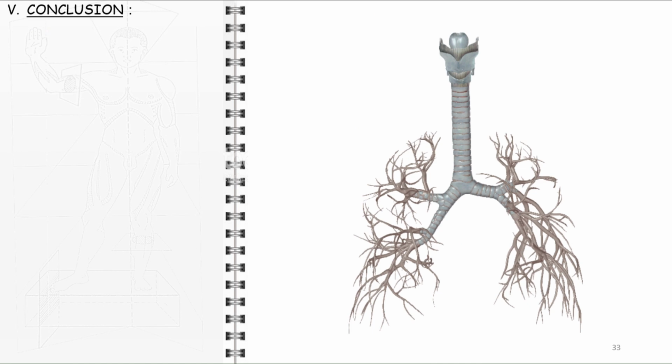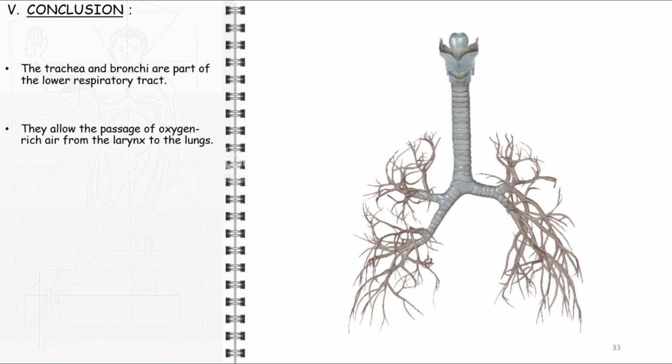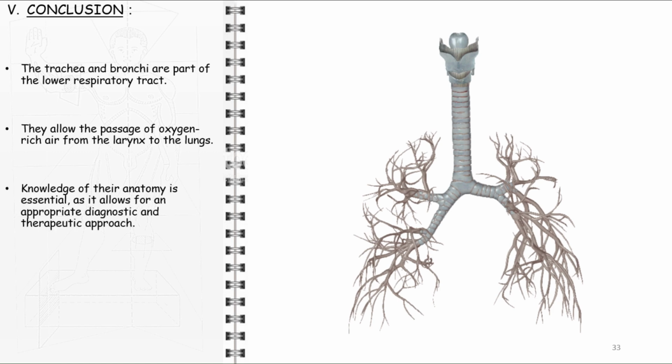To conclude, the trachea and bronchi are part of the lower respiratory tract. They allow the passage of oxygen-rich air from the larynx to the lungs, while filtering the air to improve its quality and facilitating the elimination of carbon dioxide-rich air expelled by the lungs. Knowledge of their anatomy is essential as it allows for an appropriate diagnostic and therapeutic approach.